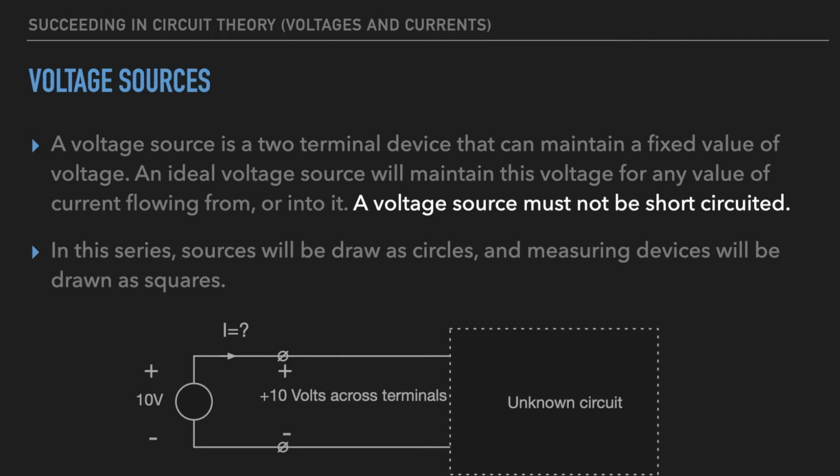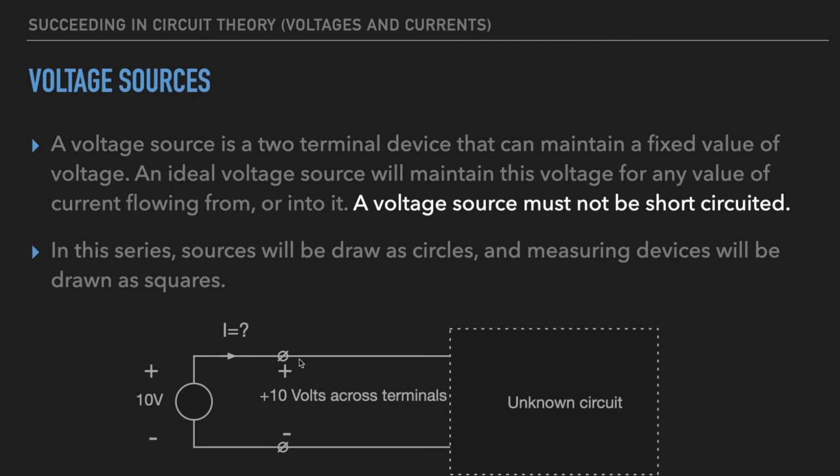A voltage source is a 2-terminal device that can maintain a fixed value of voltage. An ideal voltage source will maintain this voltage for any value of current flowing from it or into it. So if we look at a diagram down here, if we have current flowing out any value or current flowing in any value, we will still maintain our 10 volts across these terminals. A voltage source must never be short-circuited.